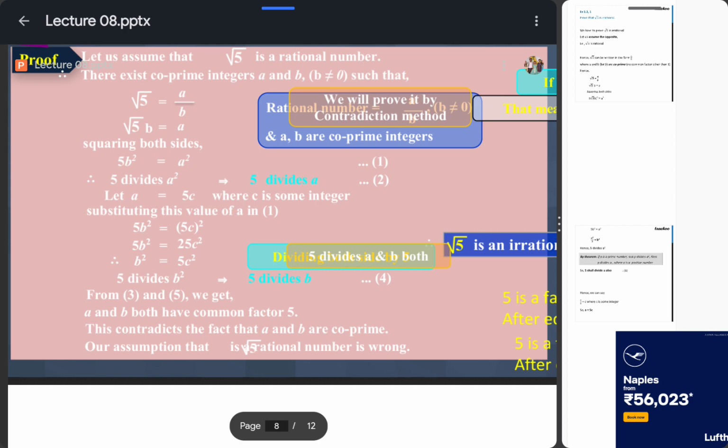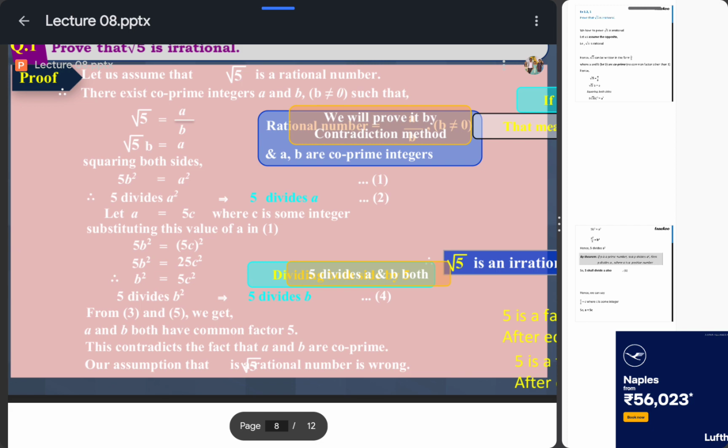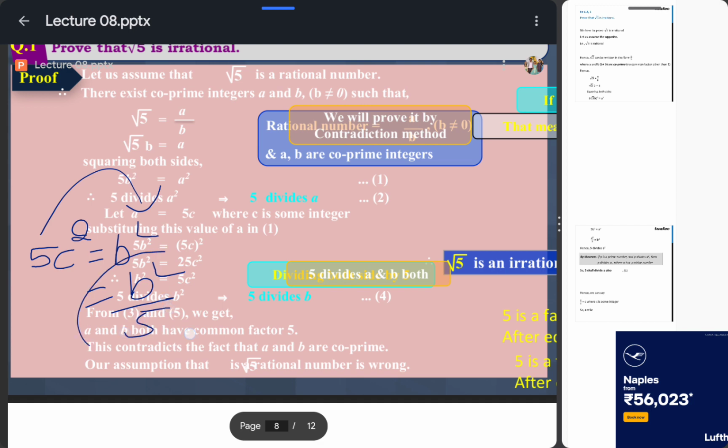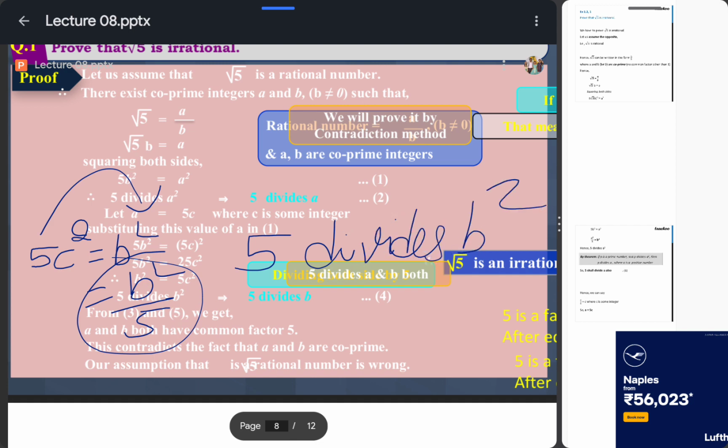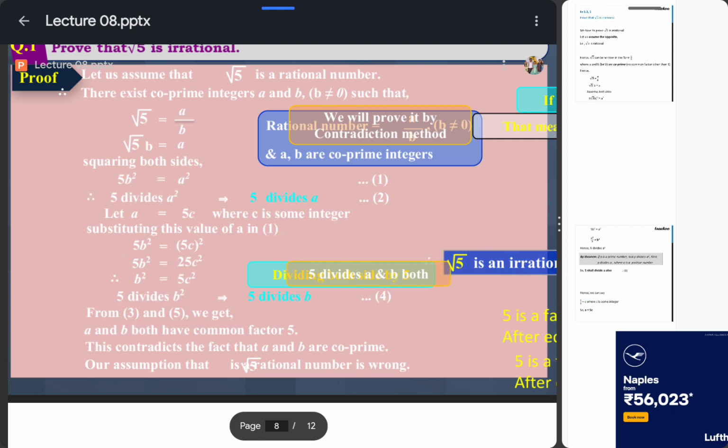The next step I am writing here, students. 5c square is equal to b square. Shift this 5 to this side, so you will get b square divided by 5. We can tell this as 5 divides b square, so 5 divides b also. This is taken as equation 4, or we can name it any other way.